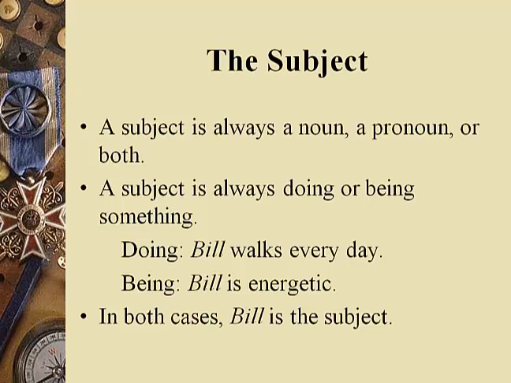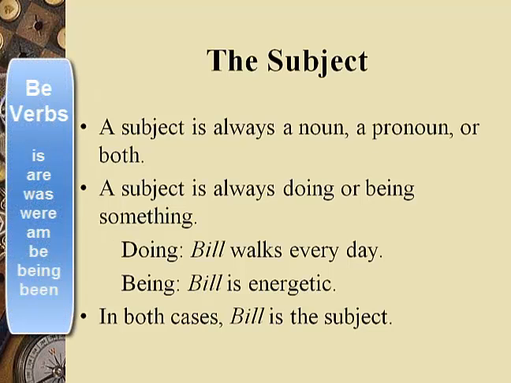And the easiest way to remember where the subject is in a sentence is to understand that it is always either doing or being something. So the two examples I have down here are, as in doing, Bill walks every day. In this particular case, Bill is the subject. He's doing something. In the next example, Bill is energetic. Bill is something. And oftentimes when you're talking about the subject being something, it's tied to what is called a be verb, as in the letter be, as in is, are, was, were, am, be, being, and so forth.